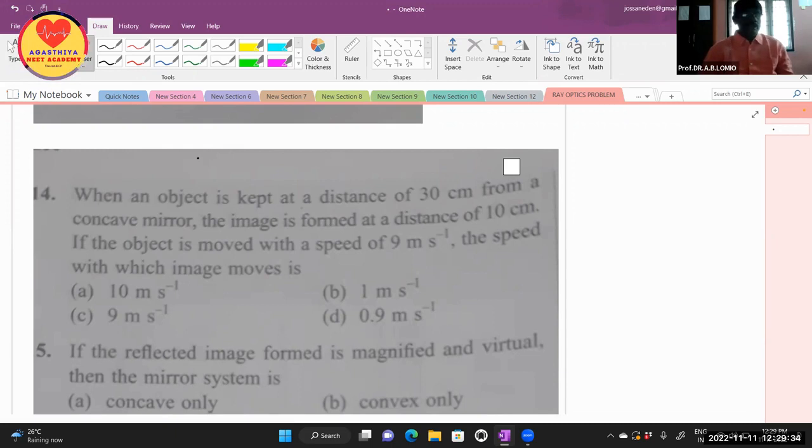In the first and second problems, we did problems related to the velocity of the object and the velocity of the image. For that, we differentiated the mirror equation in terms of t. Here also, the problem is related to speed. Therefore, again let us use the mirror equation and differentiate it with respect to time. You can get the velocity of the image and the object. Try.